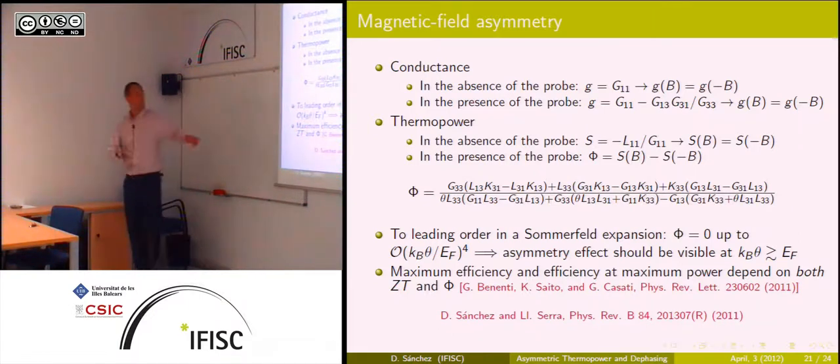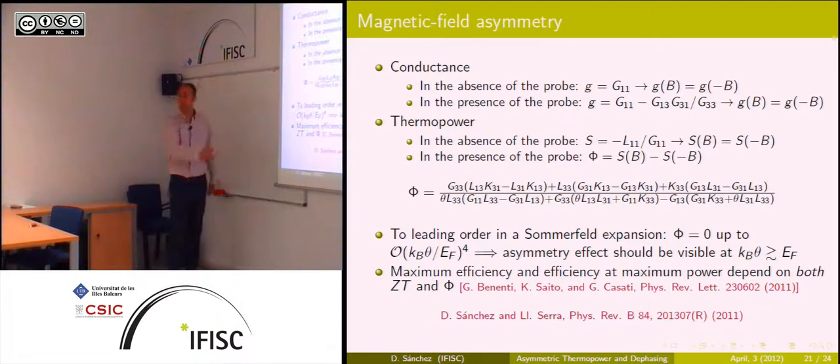So the hope is that by tuning this phi, you will be able to increase the maximum efficiency or the efficiency at maximum power. Okay, that's something that we are investigating.